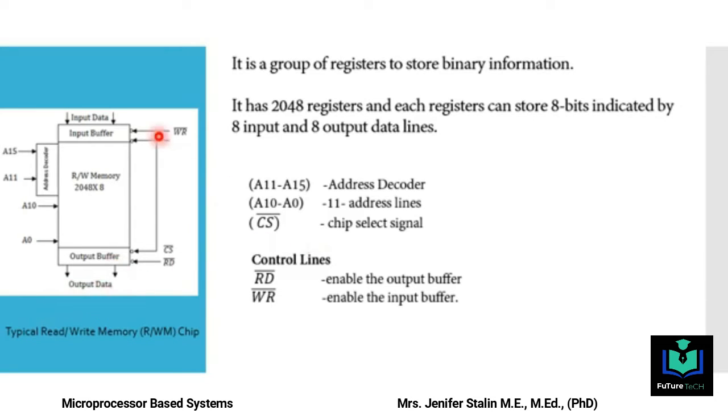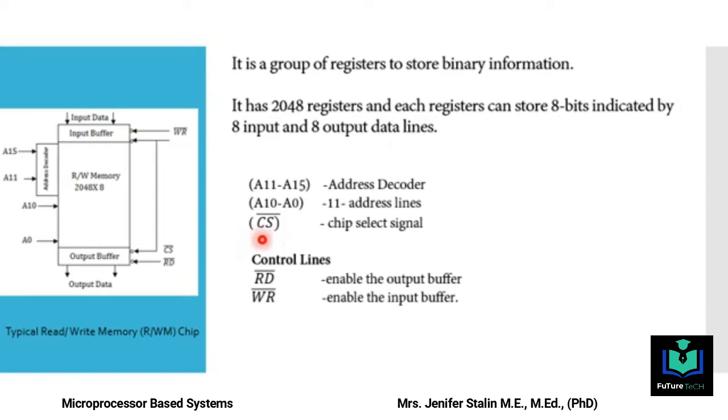You can see there are many signals in this chip. The first one is A11 to A15. Here the address lines A11 to A15 are decoded, and we are going to use only the address lines A0 to A10, that is, 11 address lines.